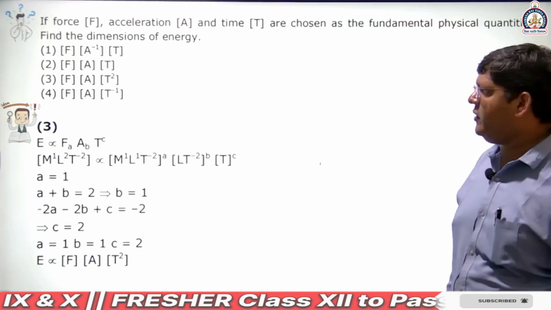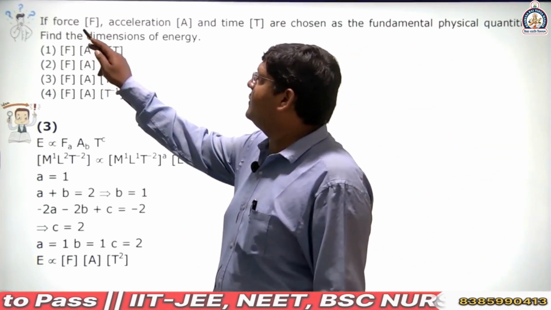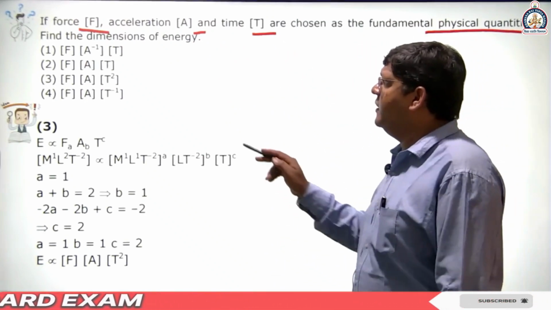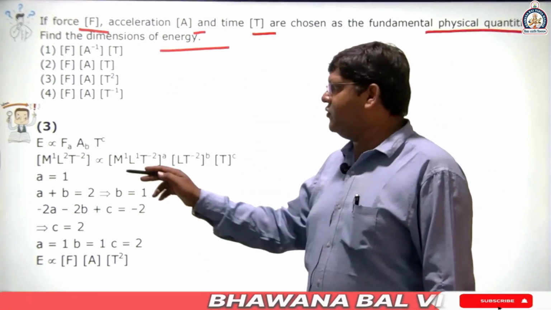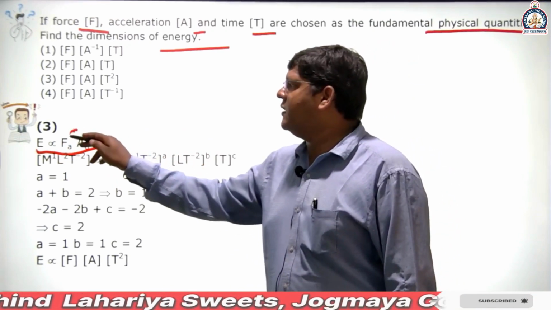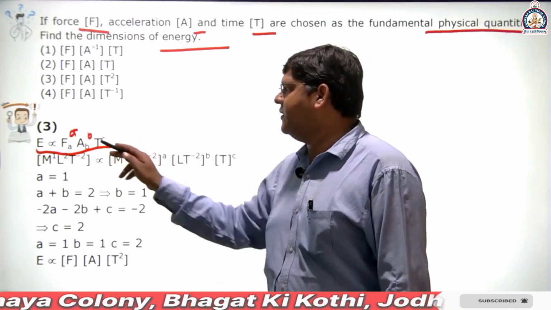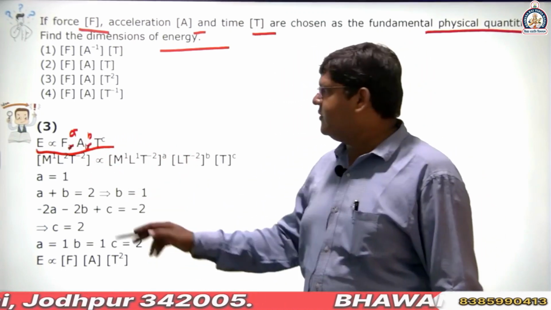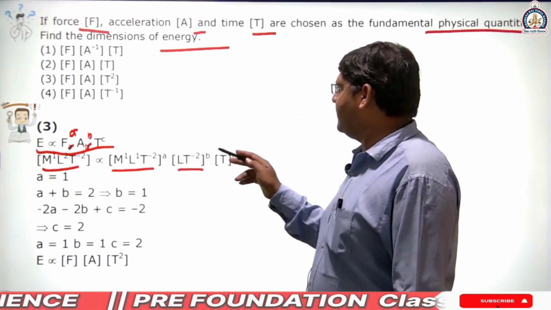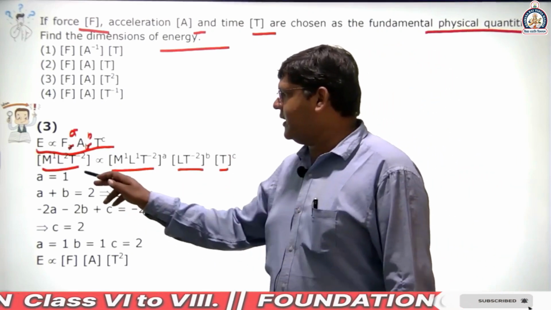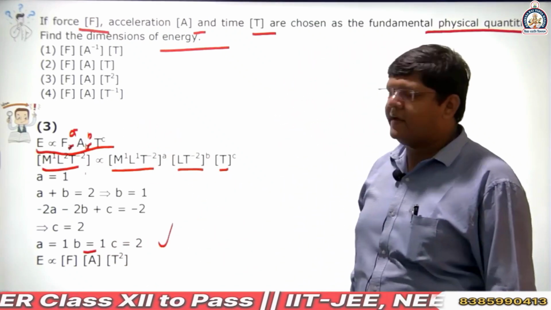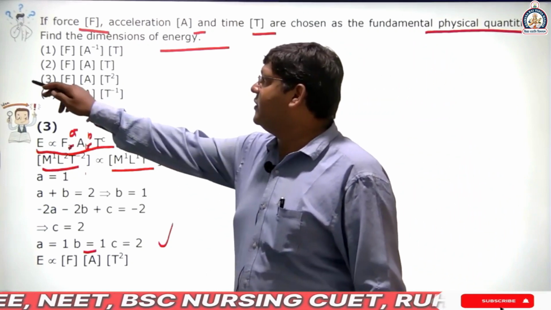Now moving to the next part: if F is the force, A is the acceleration and T is the time, chosen as the fundamental physical quantities, find the dimension of energy. According to the question, energy depends on F, A and T, so we can write it as F to the power a, A to the power b, and T to the power c. The dimension of energy is M L squared T to the power minus 2. Putting in the dimensions of force, acceleration and time and solving, we get a is 1, b is 1 and c is 2. Putting the values of a, b, c, we get the answer F A T squared. That is our option number 3.